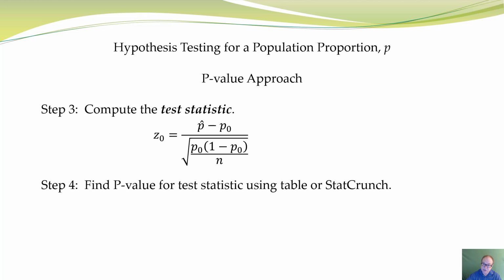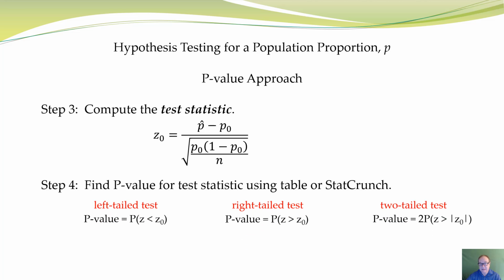We did this in previous chapters. So you have a test statistic, you have a z-value. You can use the table or StatCrunch to find the probability according to the alternate hypothesis. If it's a left-tailed test, the p-value is the probability z is less than z naught. If it's a right-tailed test, you're looking for the probability it's greater than z naught. Two-tailed test, you would take 2 times the probability z is greater than the absolute value of z naught.